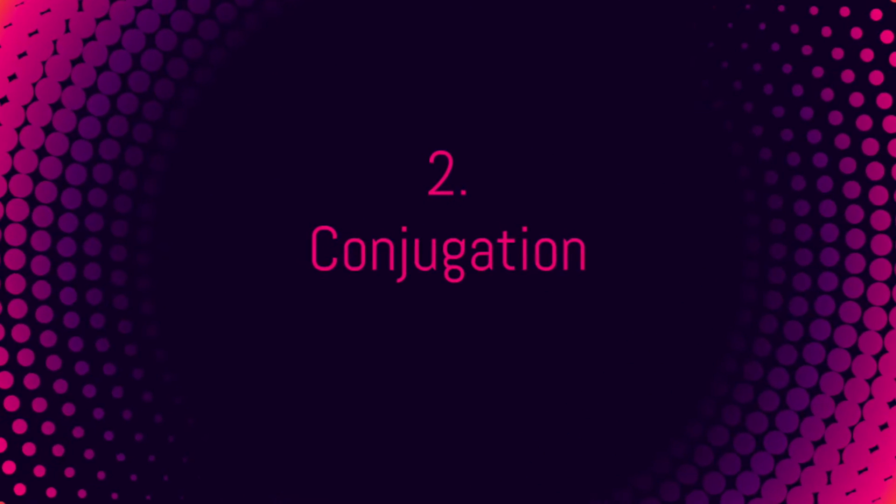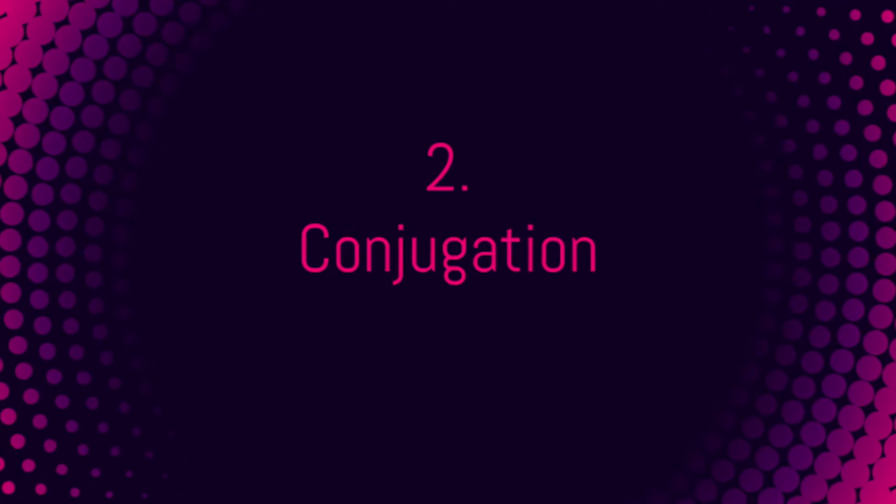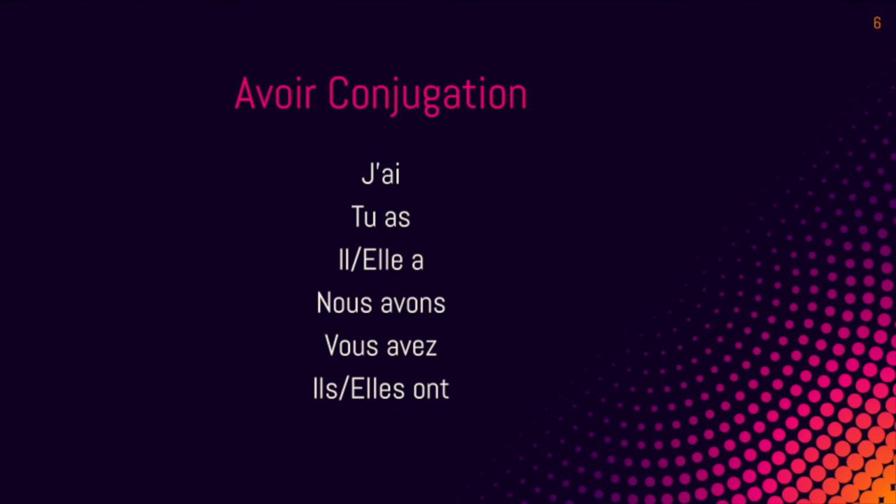Now that we know when to use futur simple, let's take a look at the conjugation. In order to successfully conjugate in futur simple, it is important to review the avoir conjugation. J'ai, tu as, il, elle a, nous avons, vous avez, ils, elles ont.